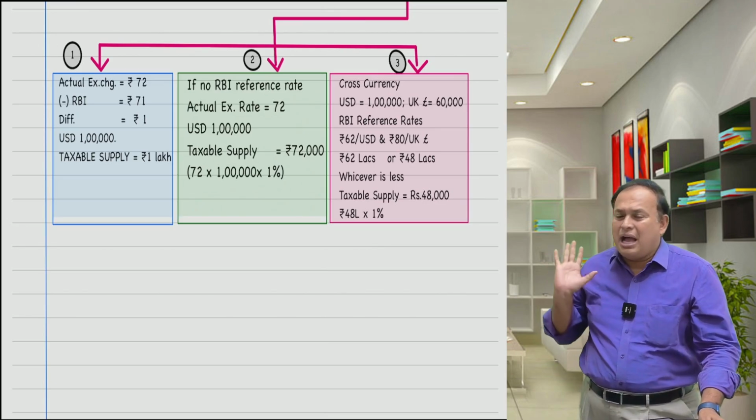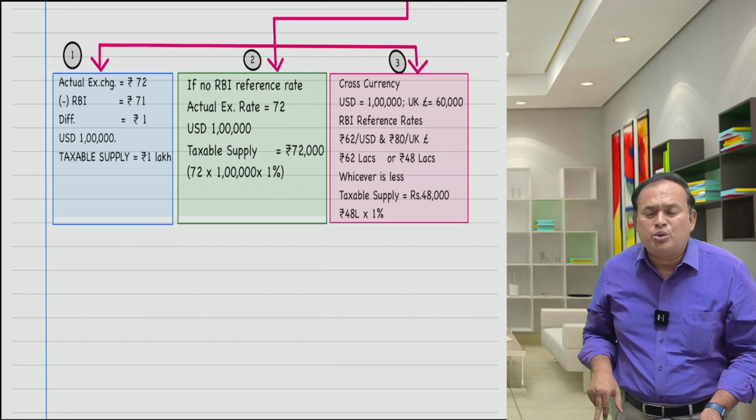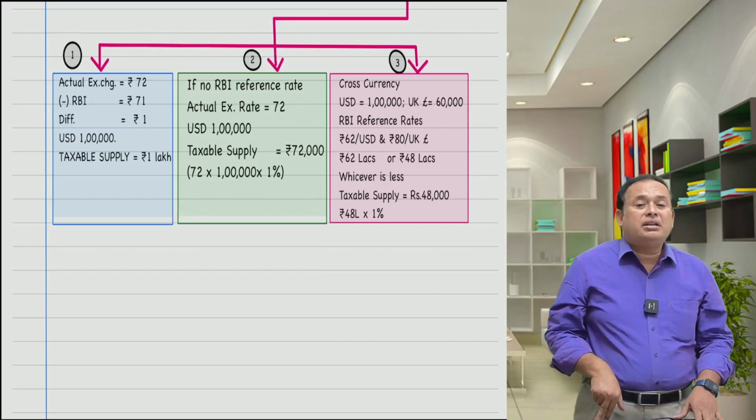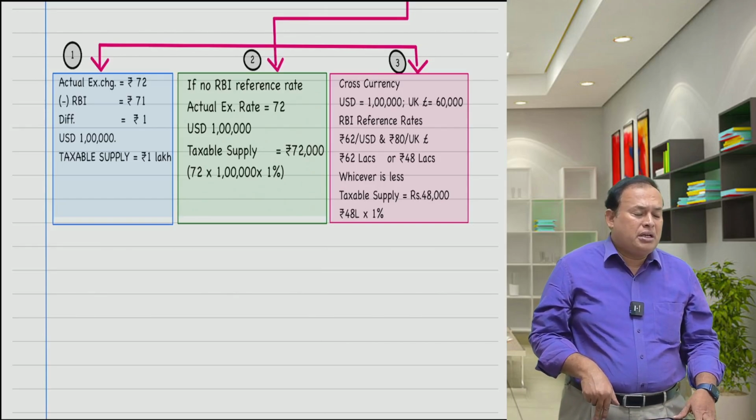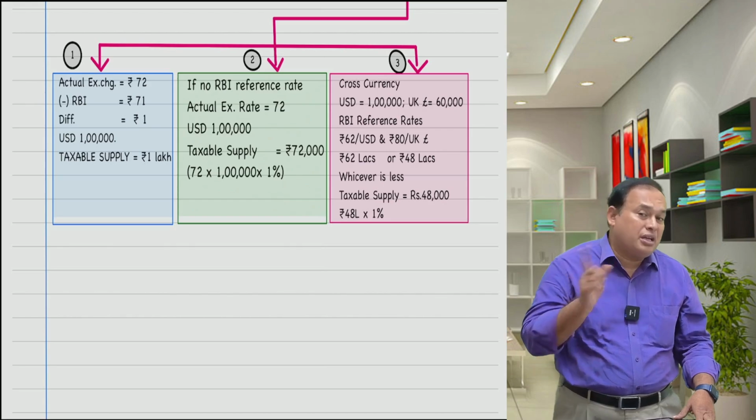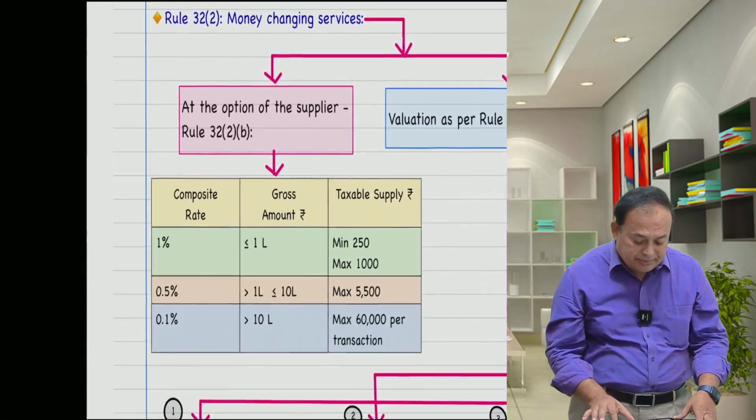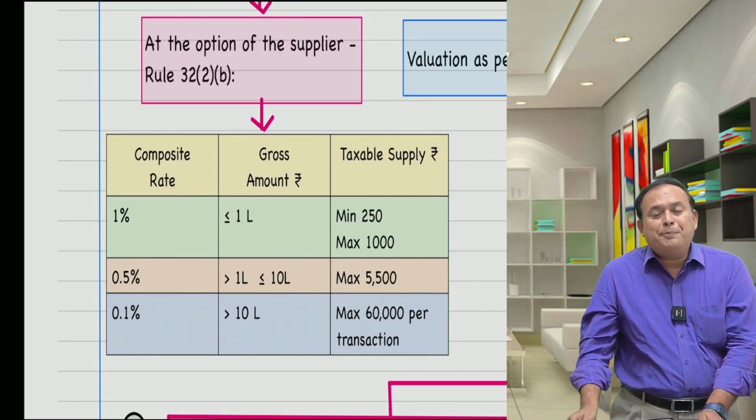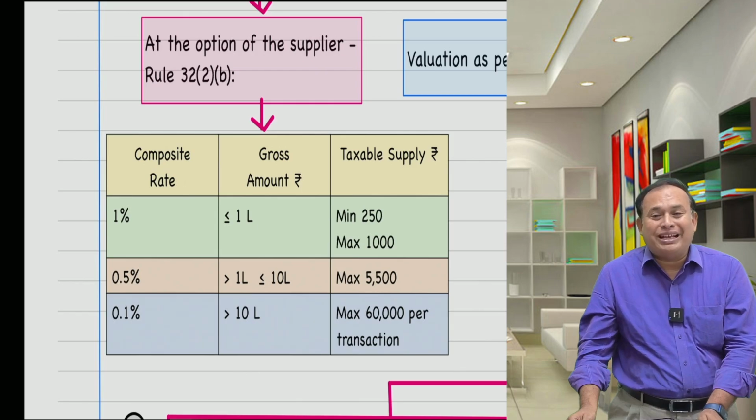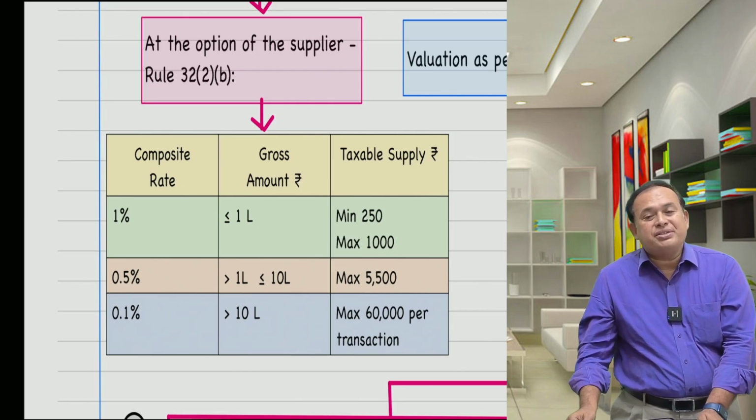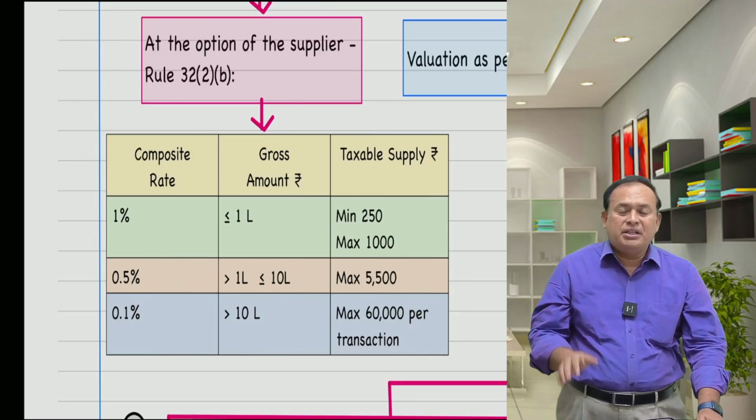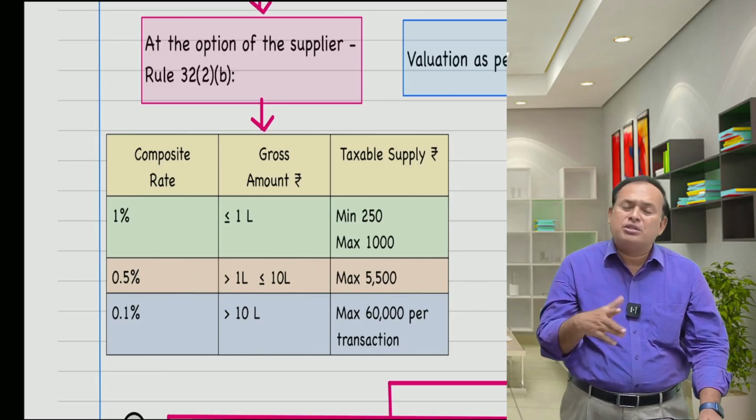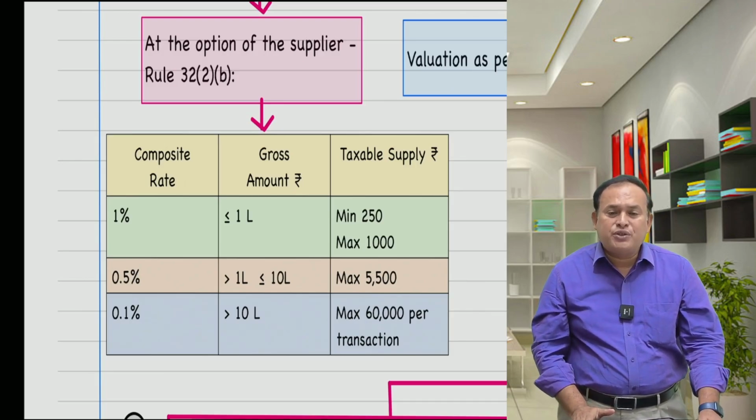No sir, I am not happy with this rule number 31 sub rule number 2 class A, sir. Then come to rule number 31 sub rule number 2 class B, which says the following: up to 1 lakh rupees of value of actual exchange, 1%. Here there is no RBI reference rate, only the actual exchange rate multiplied by the number of units of the foreign currency. Total value how much? Less than or equal to 1 lakh. If so, 1%.